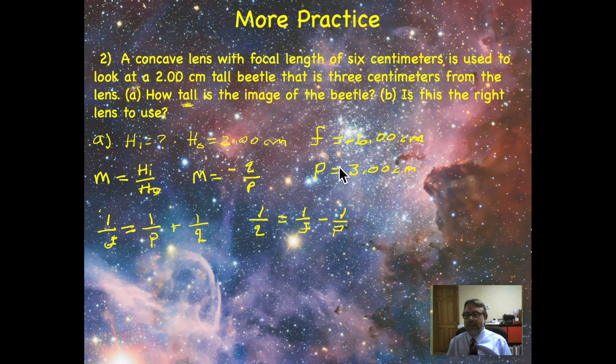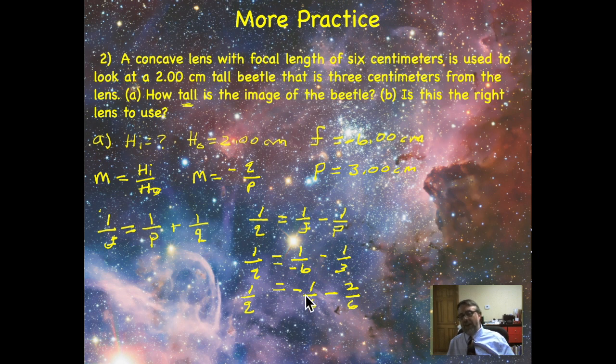All right, well, I can now stick in my numbers. That means that 1 over Q is going to be equal to 1 over minus 6 minus 1 over 3. Now, that's the same thing as saying that 1 over Q is equal to, well, I have a 6 and a 3. I better make a common denominator 6. So I have minus 1 over 6 minus 2 over 6.